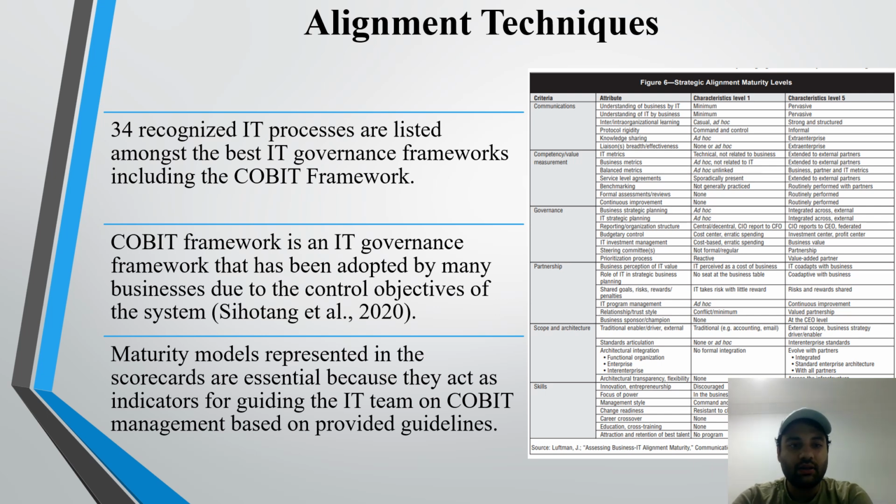Alignment techniques. 34 recognized IT processes are listed among the best IT governance frameworks, including the COBIT framework. COBIT is an IT governance framework that has been adopted by many businesses due to the control objectives of the system. Majority of the models represented in the scorecards are essential because they act as indicators for guiding the IT team on COBIT management based on providing guidelines.